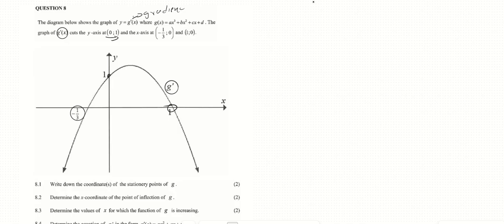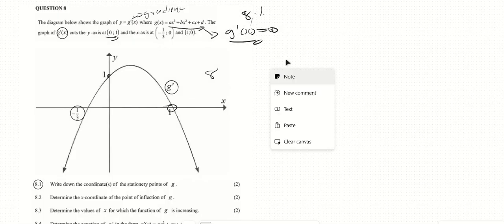So now let's look at question 8.1. Write down the coordinates of the stationary points of g. Now what happens at the stationary points of g? We know that at the stationary points, g prime of x is equal to 0. We know that. So now let's look at this graph. Where is g prime 0? It is 0 here. So these are the x-coordinates of the stationary points.